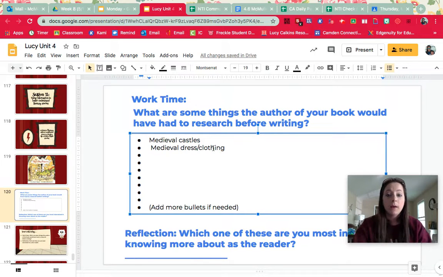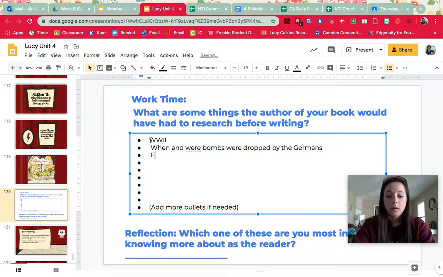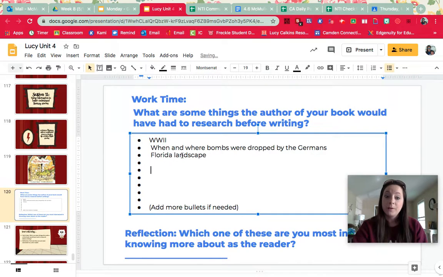If I was doing Peregrine's Home for Peculiar Children today, a few things that I could put, and you guys can take some of my ideas if you want, but you have to add some of your own. So a few things that I would put are World War II, when and where bombs were dropped by the Germans. And then I also said the Florida landscape.